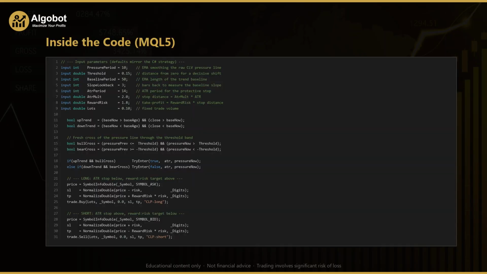Let's read through the code you see on screen, just as it appears in MetaTrader. At the top are the input parameters. Pressure period is the exponential moving average length that smooths the raw close location value into the pressure line. Threshold is how far from zero the pressure must travel to count as decisive.